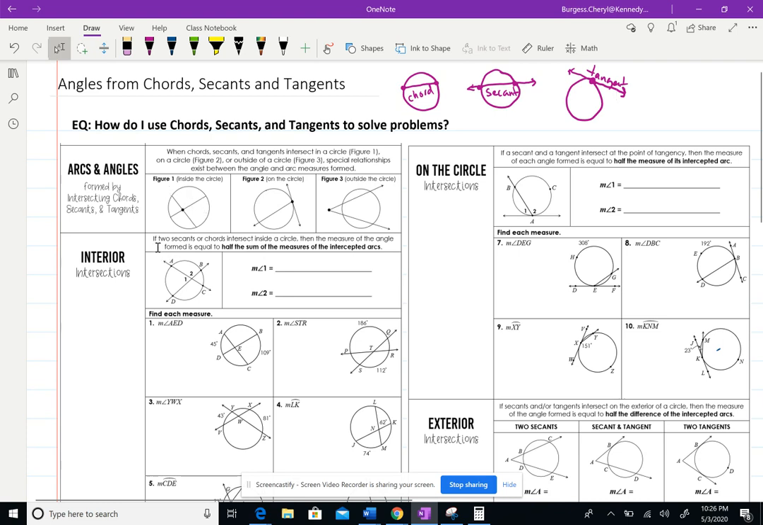It says, if two secants or chords intersect inside a circle, then the measure of the angle formed is equal to half the sum of the measures of the intercepted arcs. So the measure of angle 1, and I'll outline angle 1, is equal to half of the sum of the measures of the intercepted arcs. So the intercepted arcs this time are AD and BC. So half of the sum of the measures of the intercepted arcs, half of the measure of arc AD plus the measure of arc BC.